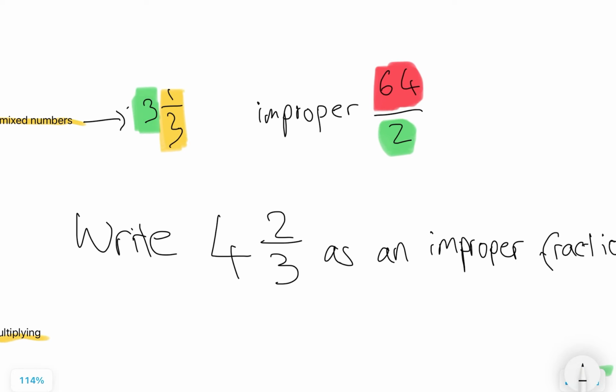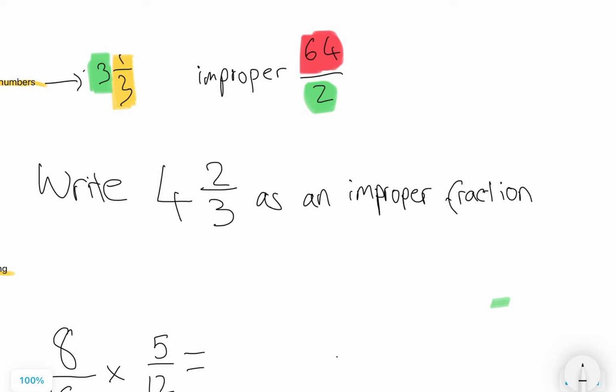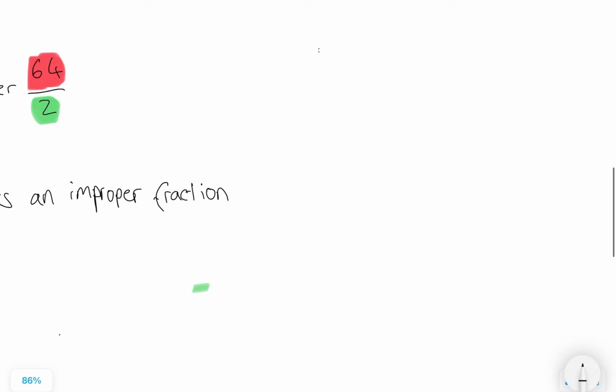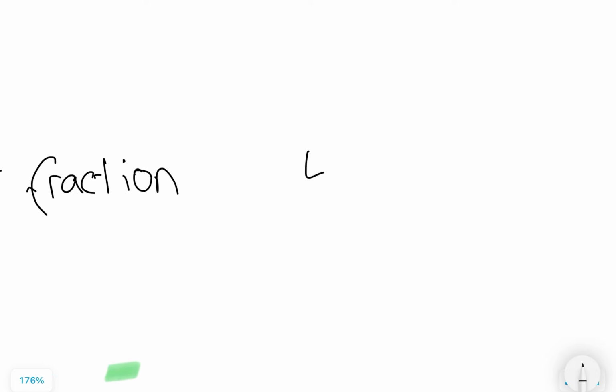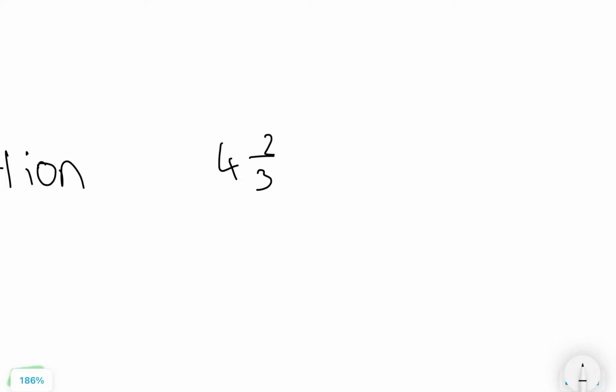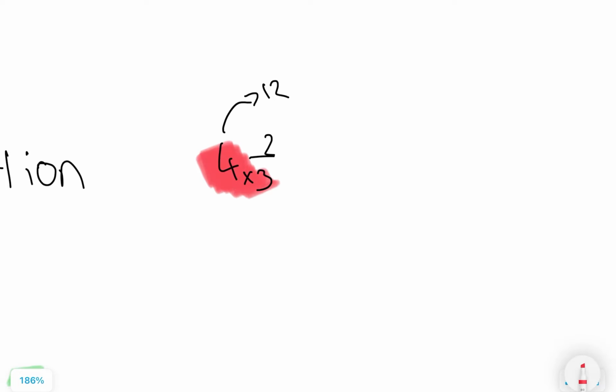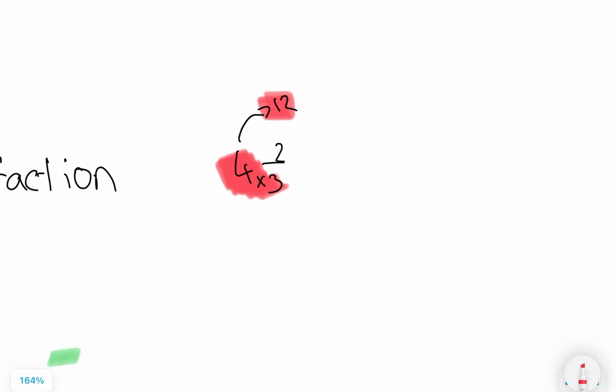So we have been given this question: write 4 2/3 as an improper fraction. Well, the way I like to do this is that, let's come over here for a second, and let's write 4 2/3. What I like to think is that 4 is like a whole. So in order to do this, we need to multiply the 4 and the 3 together. So that gives us 12. So we have to multiply the number on the side and the bottom number to get the total number. And so this gives us the number 12.